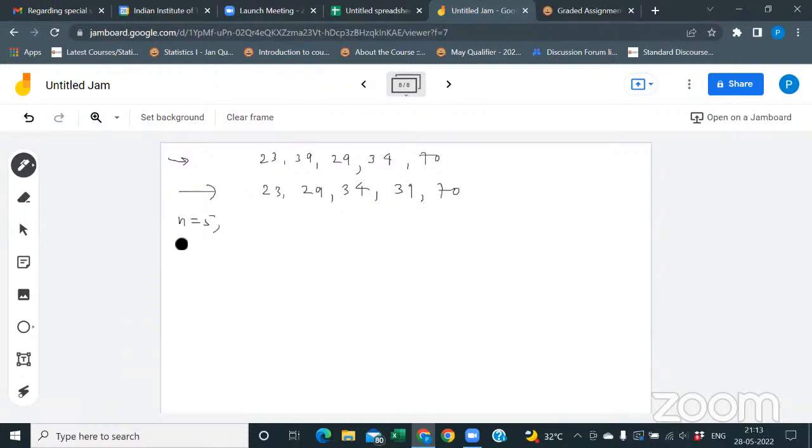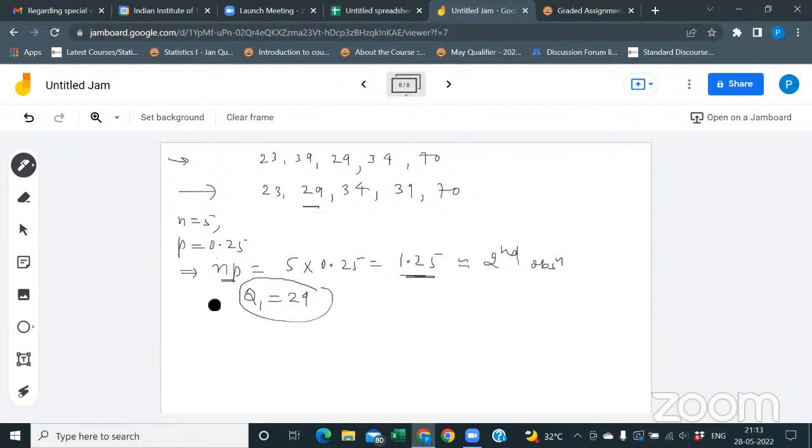For finding Q1, you have to calculate the 25th percentile. That means your P will be 0.25. So what will be the value of NP? NP will be 5 into 0.25, that means 1.25. When the value of NP is a decimal, you have to take the next highest integer. That means your second observation will be Q1. The second observation is 29.